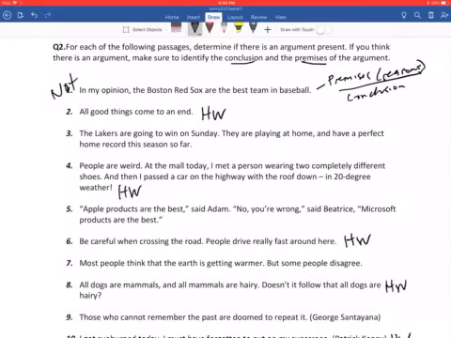Number three, the Lakers are going to win on Sunday. They're playing at home and have a perfect home record this season so far. Now there are reasons given, and the reasons given are supposed to make us believe this, which is the conclusion, right? The fact that Lakers are playing at home and they have a perfect record at home so far gives us reason to believe that they're going to win on Sunday. So 3 is an argument, and the first sentence is the conclusion.